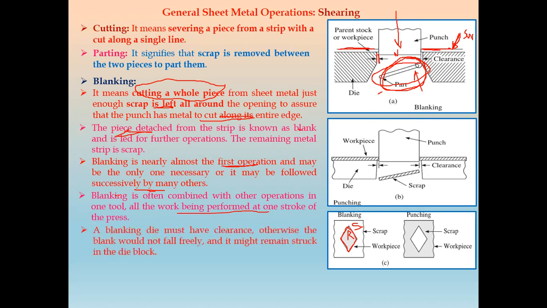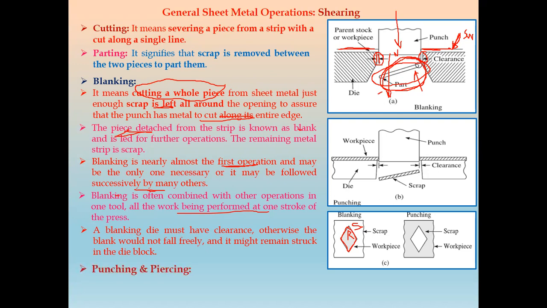Again, a blanking die must have a clearance. So here the clearance is provided. The blanking die must have a clearance, otherwise the blank will not fall freely and it remains stuck inside this die block. If there is no clearance in this die block, then the blanking part or required part may get stuck in the die block. It will not flow freely through the die block. Okay. So blanking must have the clearance.